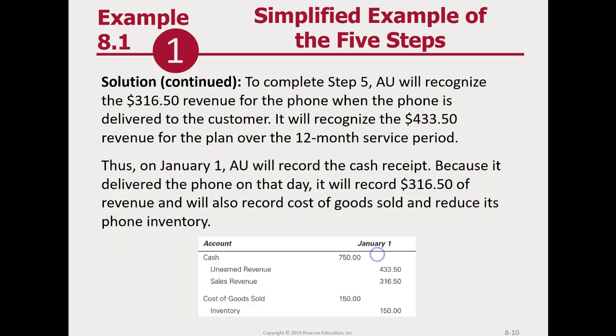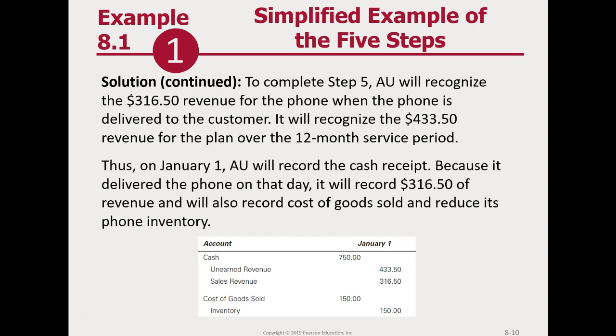In the 5th step, we have to determine when do we recognize the revenue. Well, the revenue on the phone we get to recognize on the day that the phone is sold. So we allocate part of that $750 to sales revenue, and we recognize the cost of that phone to us. So those journal entries are shown.